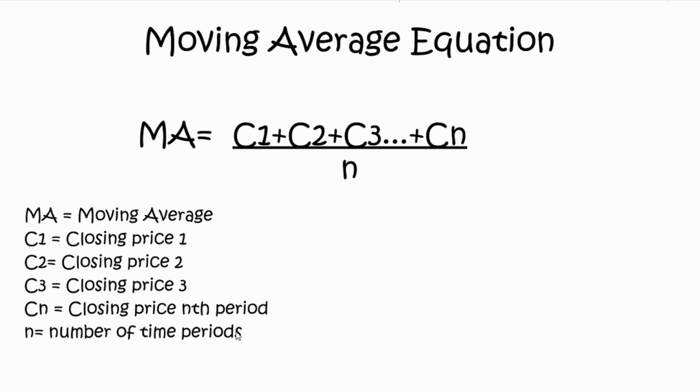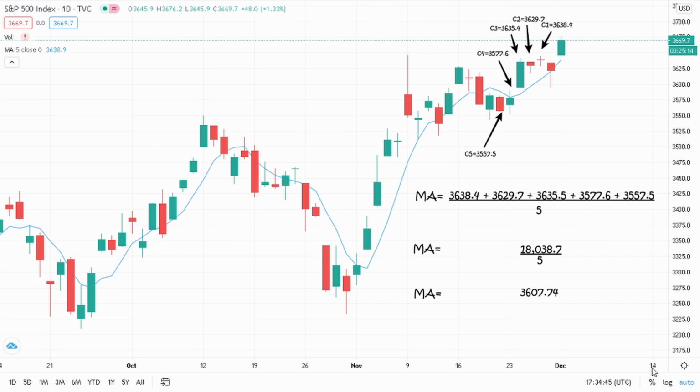So for example, if we're doing a 5-day moving average, so one trading week, C1 would be the first closing price we're looking at, C2 the second, C3 the third, C4 the fourth one, and then the fifth one would be CN because that's the total amount of closing prices that we're looking at, and N will also be 5 because we're looking at 5 different price periods. Now let's see this equation in action.